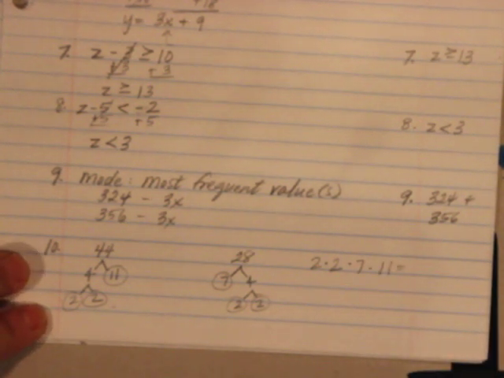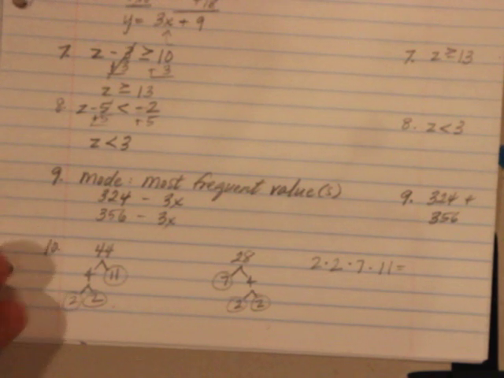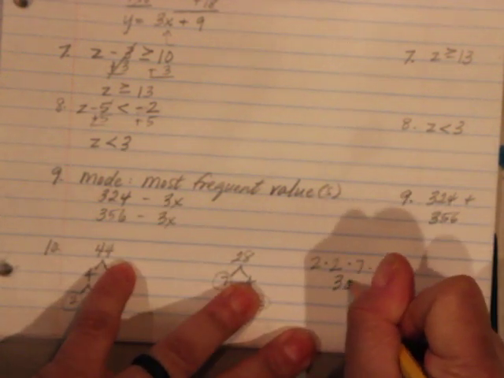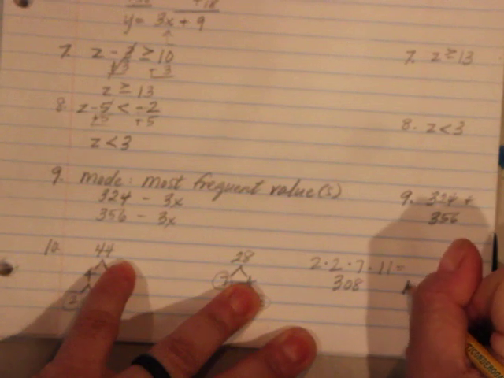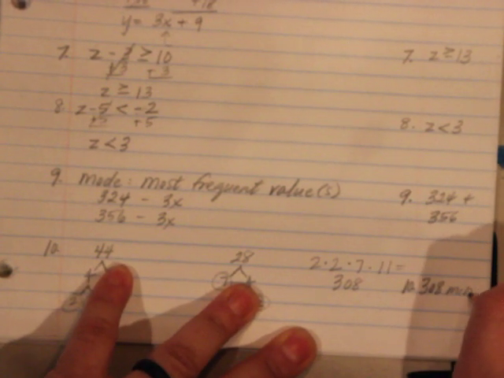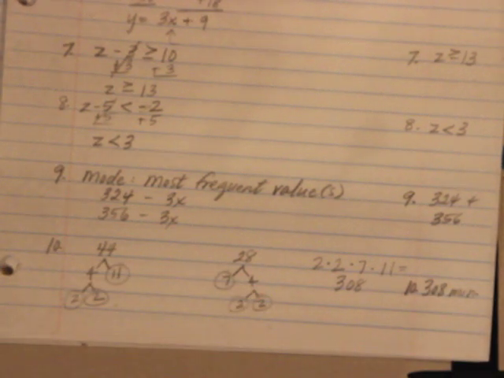I'm going to use my calculator. Okay, and multiply 2 times 2 times 7 times 11. And I get 308. So that is my answer here for number 10, 308 minutes. Okay, that will be the next time that both are at the station at the same time.